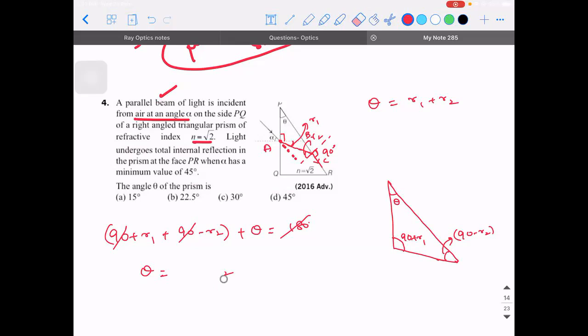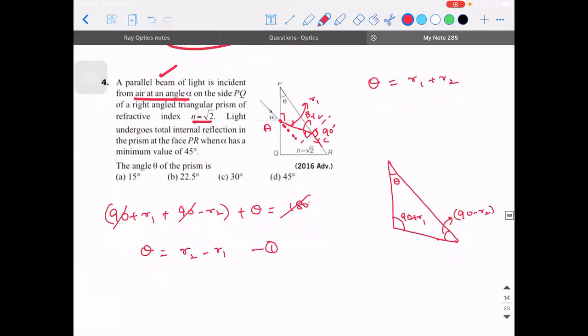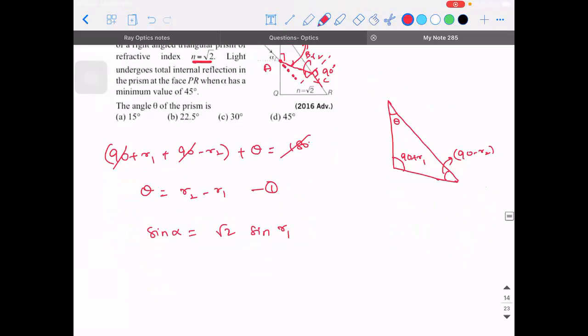Oh, theta, I'm not getting R1 plus R2. I'm getting R2 minus R1. Let's take this as equation number 1. Since the refractive index is given, sine alpha is equal to root 2 times sine of R1.